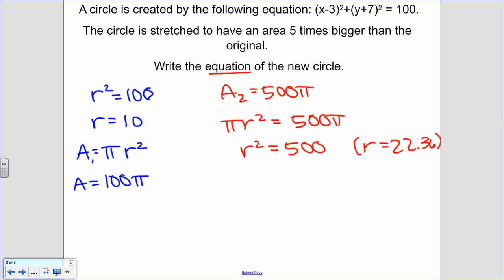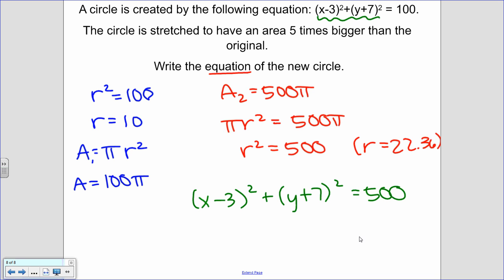Okay, but keep in mind what it's asking for. It wants the equation of the circle, and right now I can do that. We did not change any of this information. It didn't move left, right, up, or down this time. If it had, you would do exactly what we did on the last slide. But now, instead of being equal to 100, it is equal to 500. And that is your equation of this new circle.